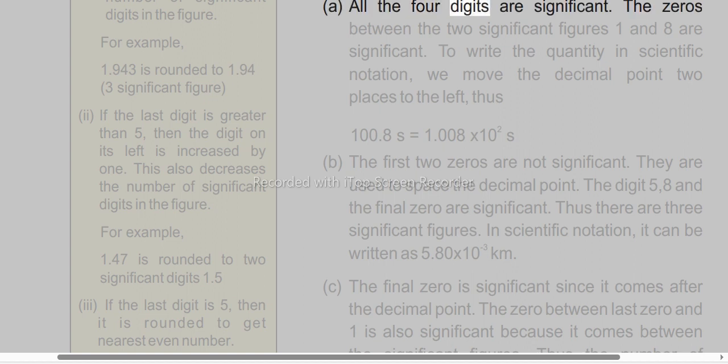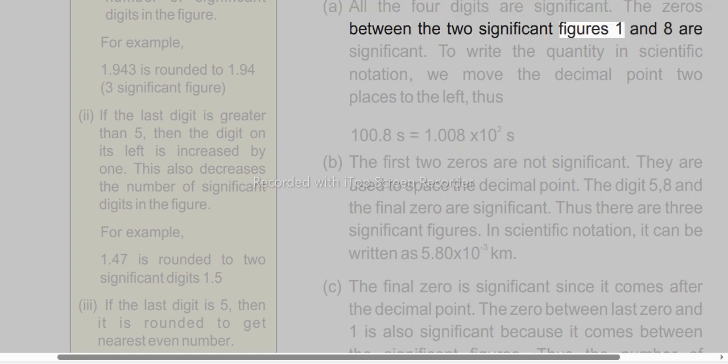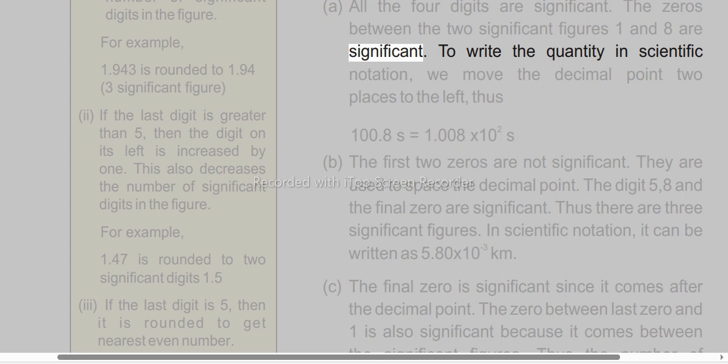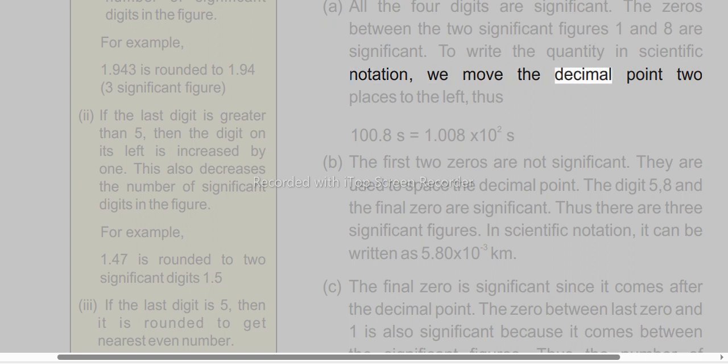A. All the four digits are significant. The zeros between the two significant figures 1 and 8 are significant. To write the quantity in scientific notation, we move the decimal point 2 places to the left, thus 100.8 s is equal to 1.008 times 10 squared s.